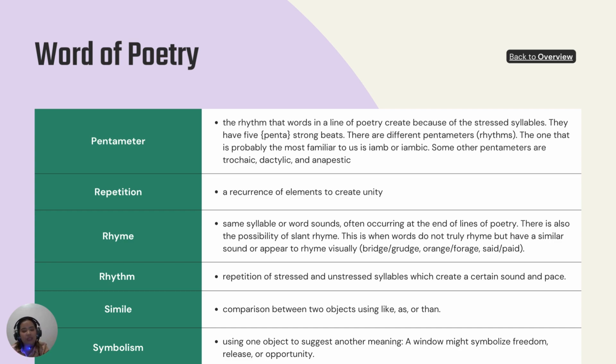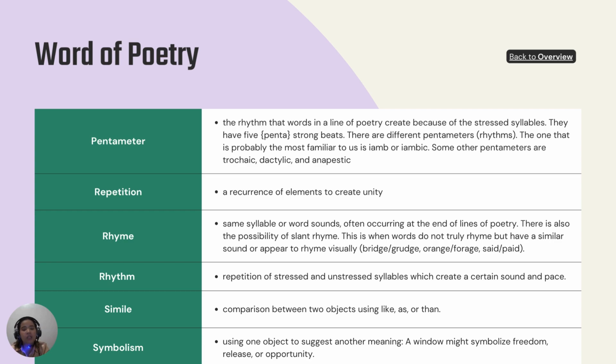So what is the importance of pentameter? When you know the meter or the iambic pentameter, you can already classify what type of poem it is. Okay? So the next one is repetition. Repetition is the recurrence of elements to create unity. Sometimes there is a repetition of ideas or words to create unity, and to really create attraction and aesthetic beauty in the poem.